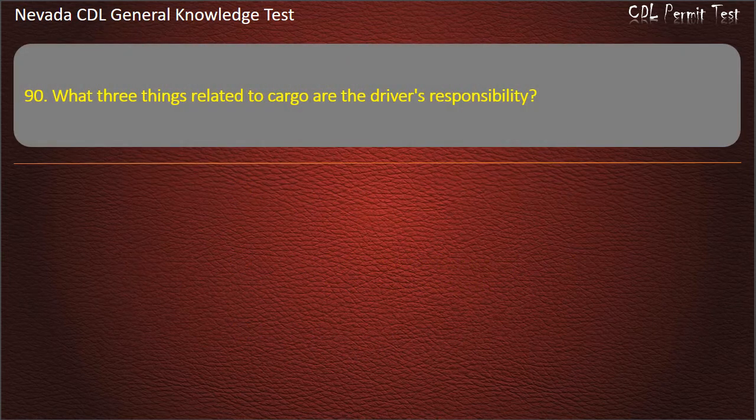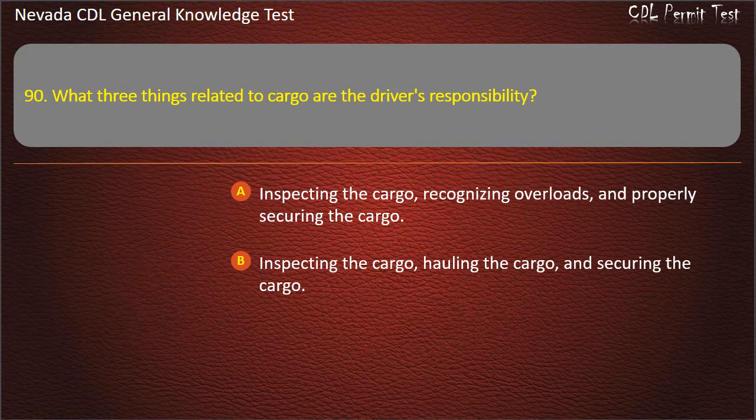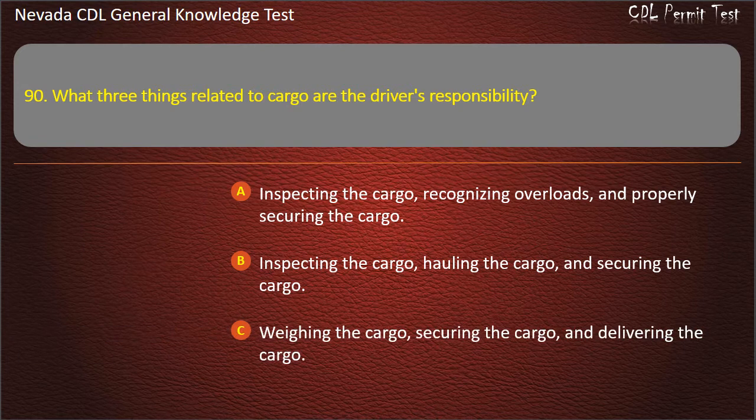Question 90. What three things related to cargo are the driver's responsibility? Inspecting the cargo, recognizing overloads, and properly securing the cargo. Inspecting the cargo, hauling the cargo, and securing the cargo. Weighing the cargo, securing the cargo, and delivering the cargo. Answer. Inspecting the cargo, recognizing overloads, and properly securing the cargo.